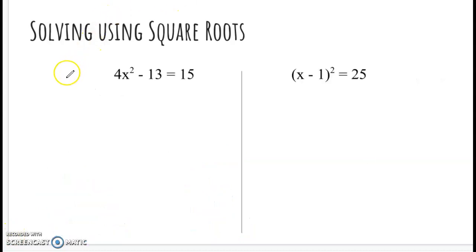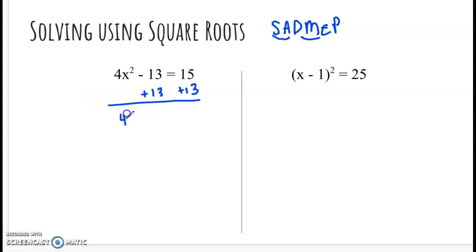All right, let's look at some other examples here. So again, solving using square roots. I'm really just following SADMAP, my inverse order of operations, that helps me solve. Okay, so first thing I'm going to get rid of is this added or subtracted term by doing the opposite. So I'm going to add 13 to both sides here. So I've got 4x squared. -13 plus 13 is 0. 15 plus 13 is 28. 4x squared plus 0 is just 4x squared equals 28.